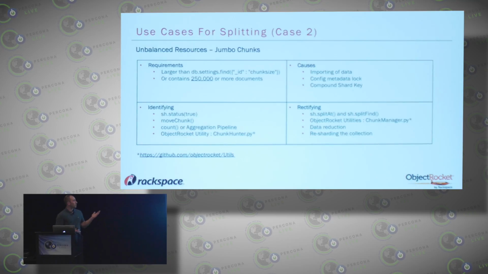At the same time, if you're doing a lot of ingestion, there might be multiple config metadata locks going on. If one mongos has a lock and another mongos is trying to do a split, it's not going to get that lock, and the chunk may grow beyond that size before it gets a chance to try splitting it again.